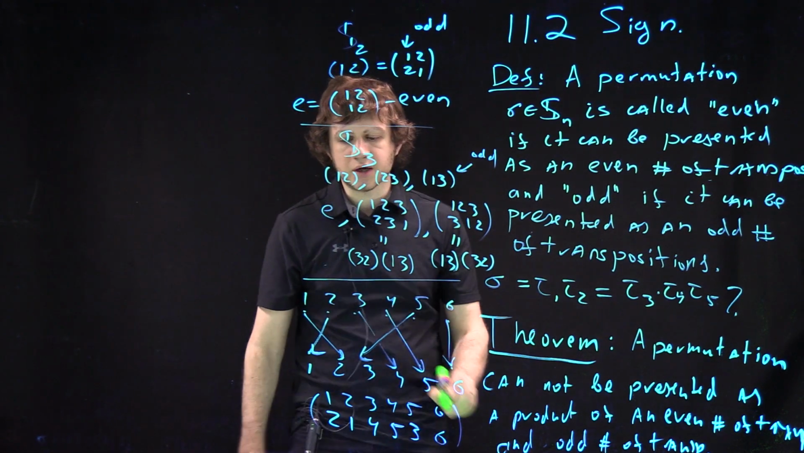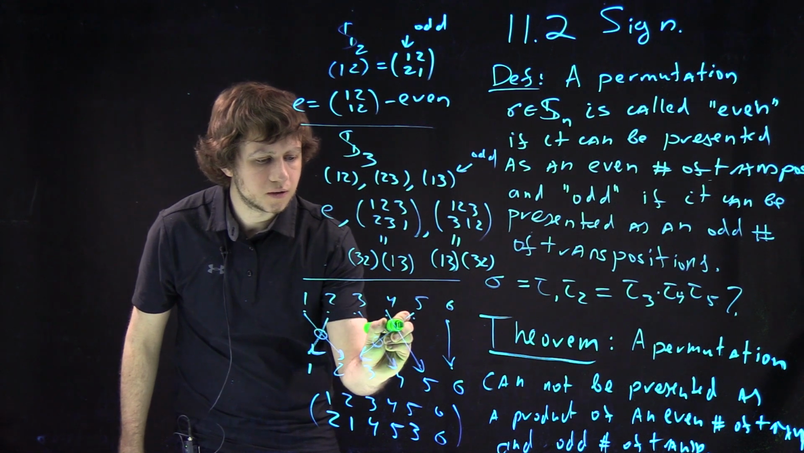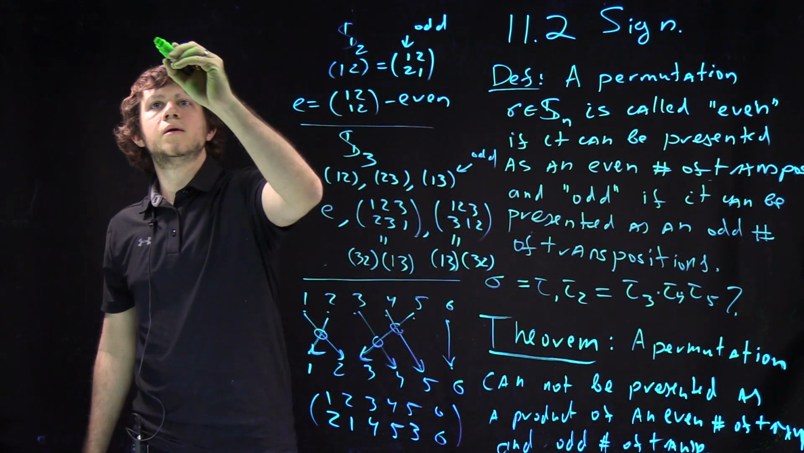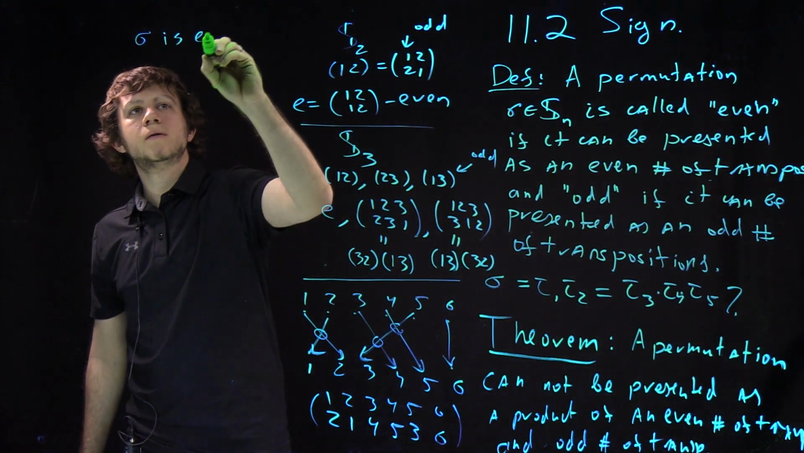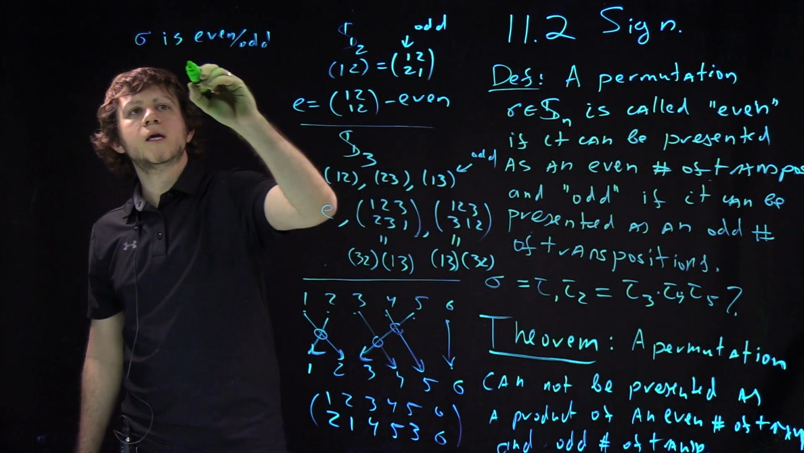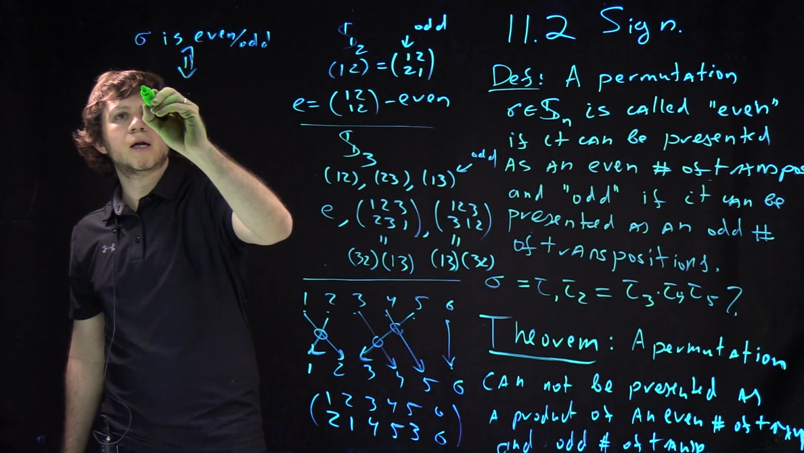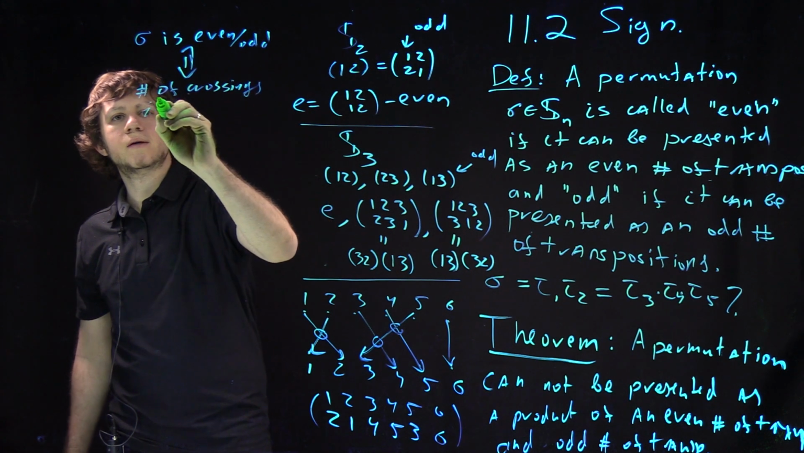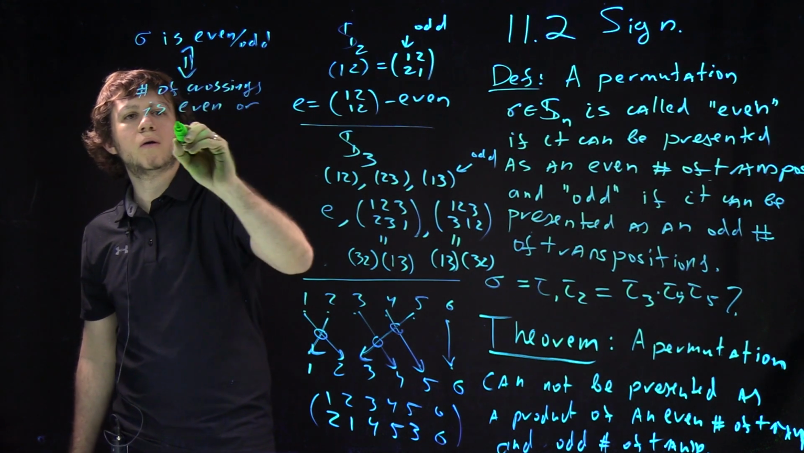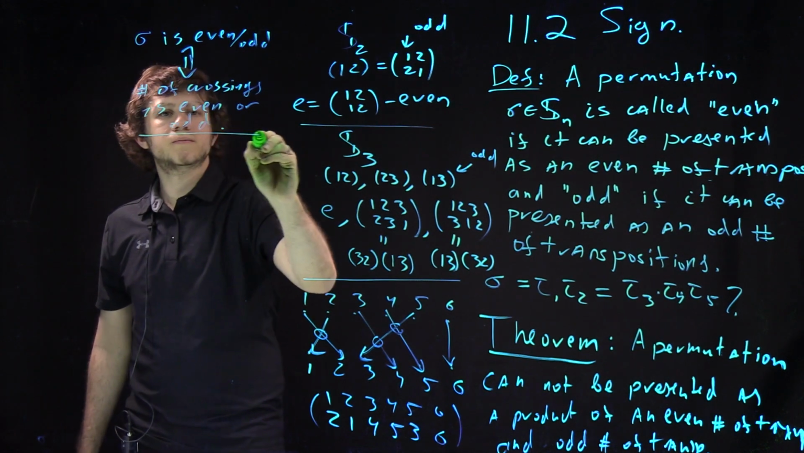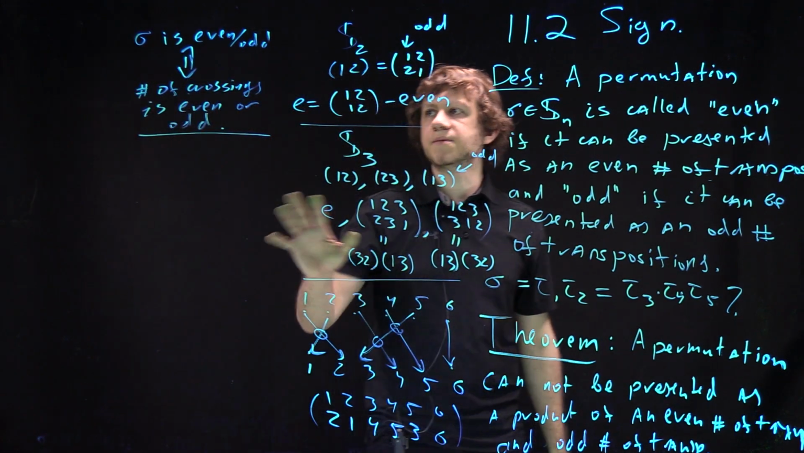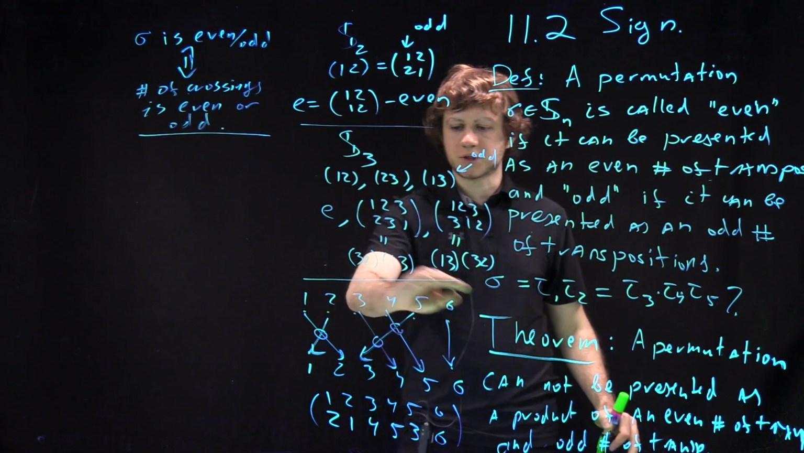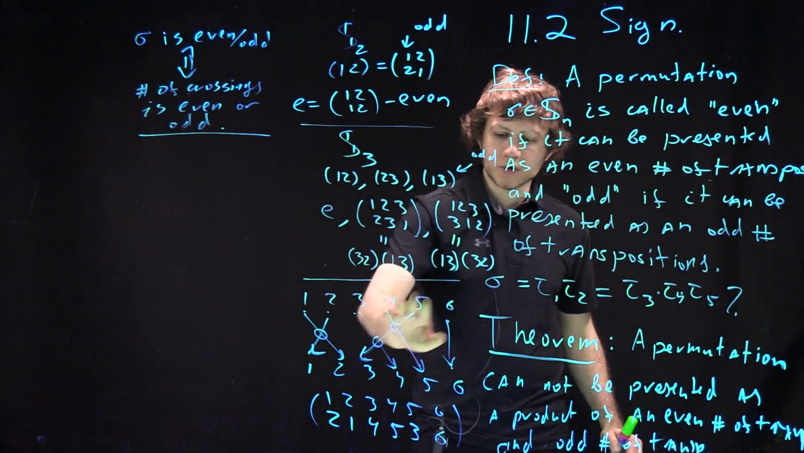And then basically you can count the number of crossings. Crossings are when two arrows intersect. And so sigma is even or odd if and only if the number of crossings is even or odd. We will see later why this is true, but for now it gives you immediately a beautiful way to compute signs. Just take a permutation, draw it, count the number of crossings, and you get the answer.